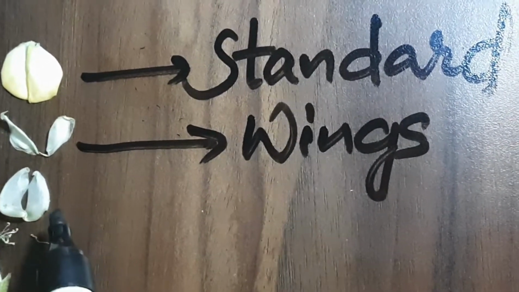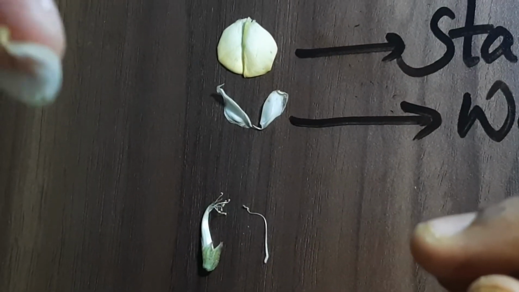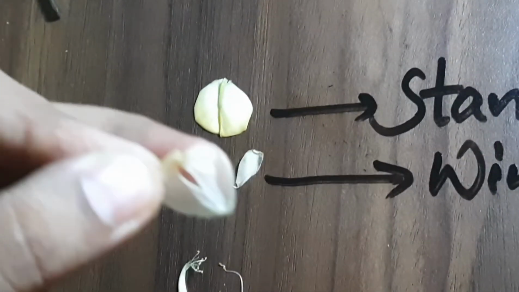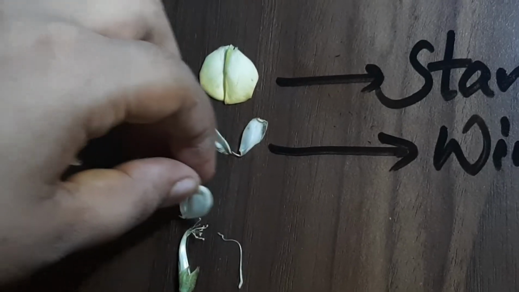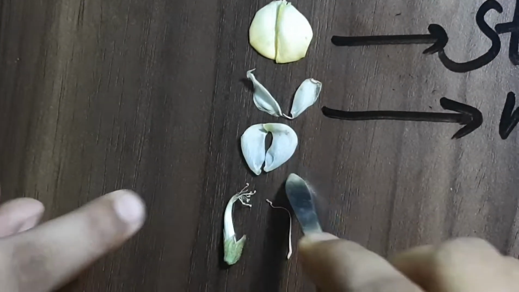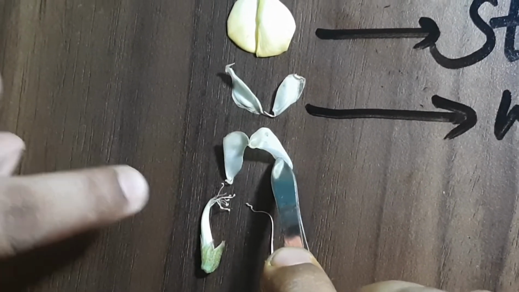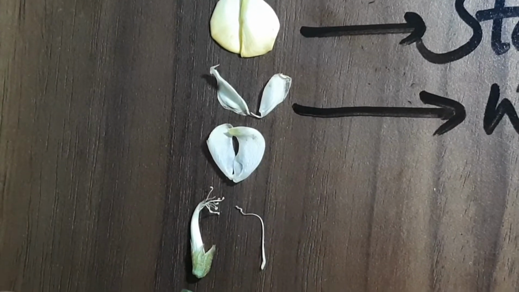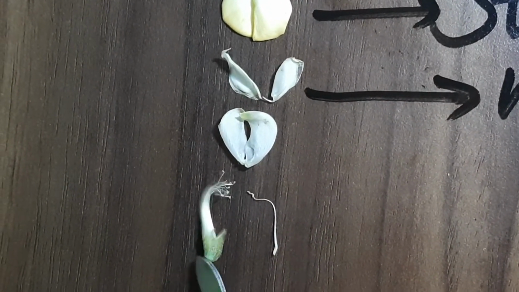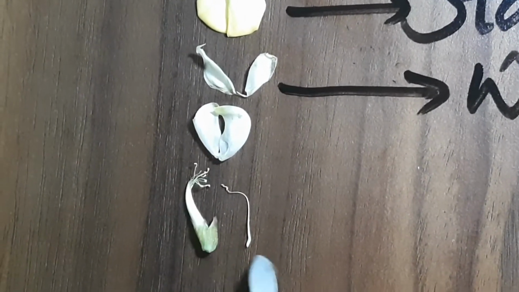Okay, and this petal is actually united. I have accidentally separated them, but this is actually united. You can see this is actually united, like that. You all can see this is a united petal which encloses the androecium and gynoecium.